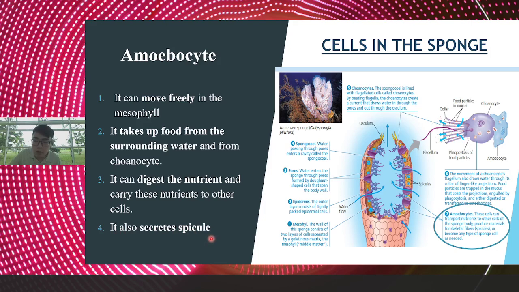Okay, spicule later I will explain about it. Okay, so hematopoiesis is like, in human, our stomach and small intestine. Like the human's stomach and small intestine, because stomach and small intestine is to digest the nutrient, right? So the function is also to digest the nutrient from the choanocyte. And another function is to secrete spicule.